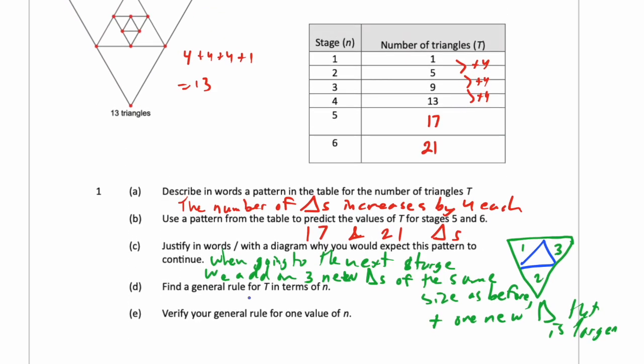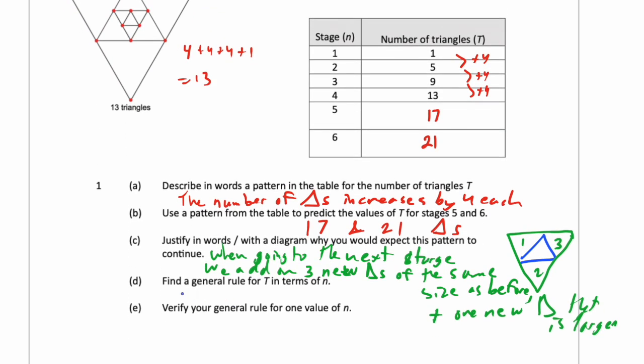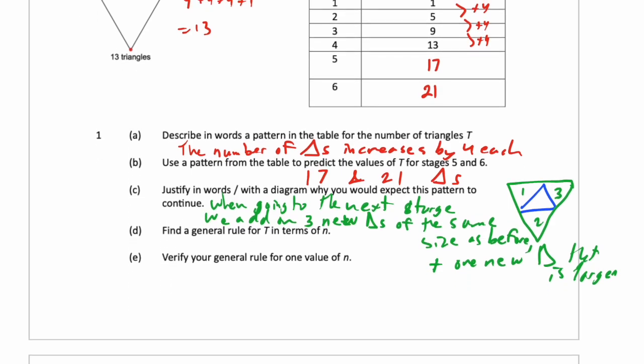Well, it's going up by 4 each time, so that should be linear. So the number of triangles is going to be 4 times the stage number, and then plus 1. You can clearly see it's plus 1. Let's see if that works actually. 4n plus 1. Well, that doesn't work for this first part here, right? So maybe we can do it this way.